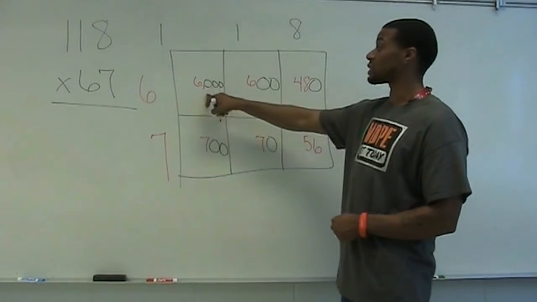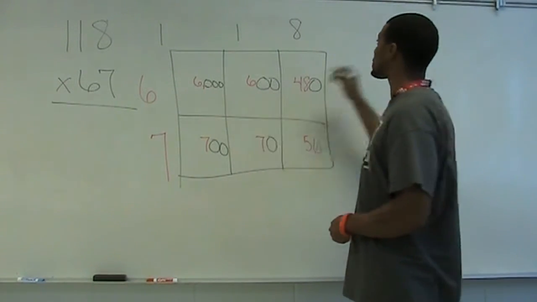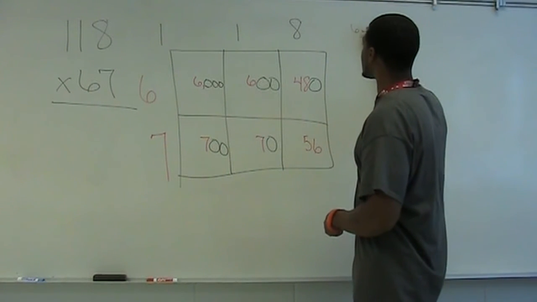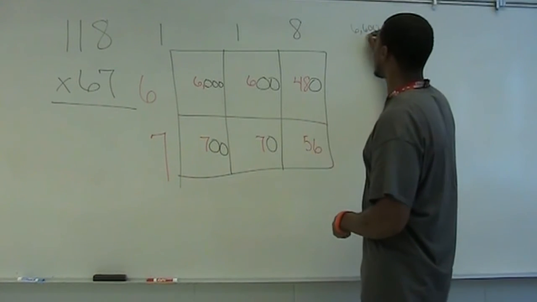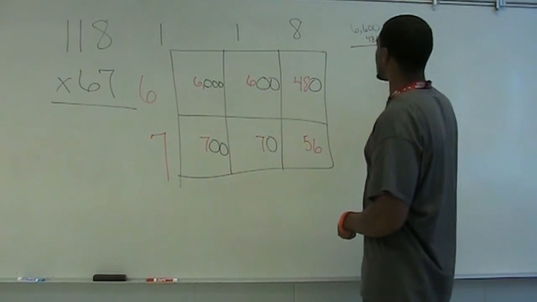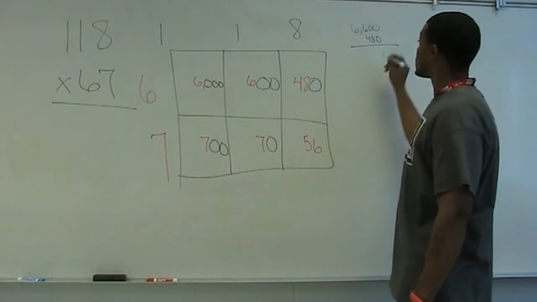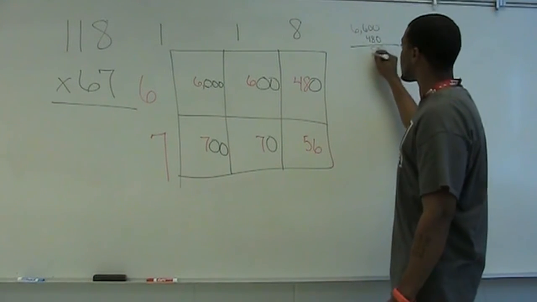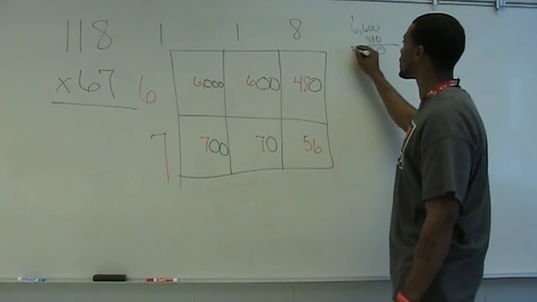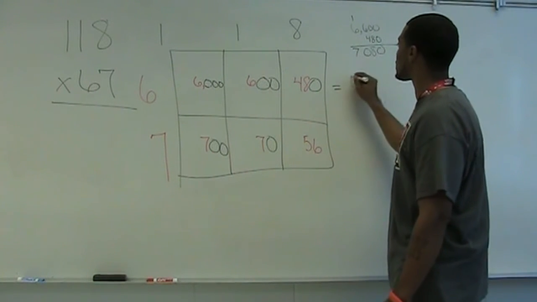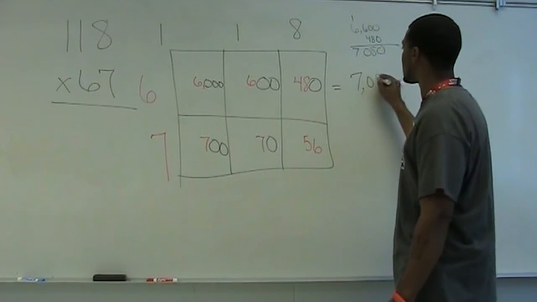So I have 6,000 plus 600. That gives me 6,600 plus 480. This will give me a 0 here, 8 there, 6 plus 4 is 10. Regroup, 6 plus 1 is 7. So this number here will give me 7,080.